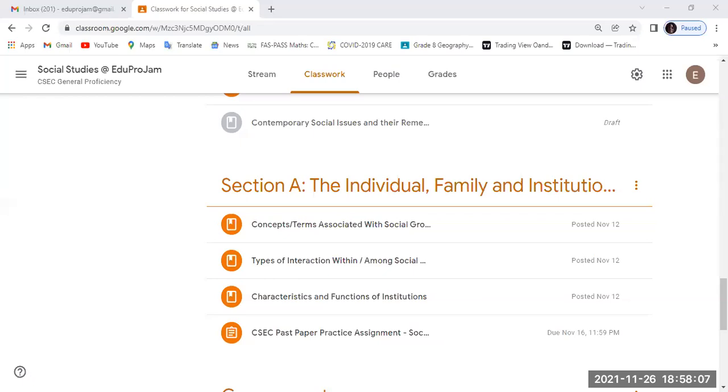So now we're going through some CSEC Paper 2 Social Studies examination questions, past paper questions. Here we have a question on this area of social groups and institutions. A, the first part of the question, asks us to identify two styles of leadership. Could you identify those two styles of leadership, Alex?